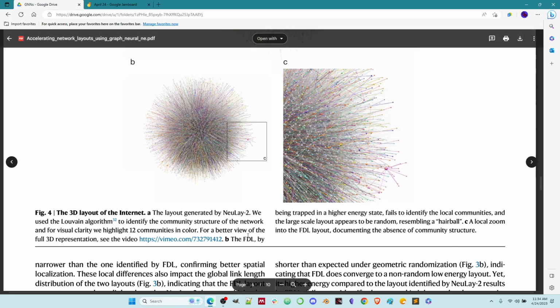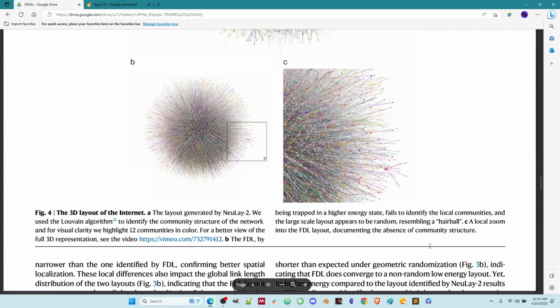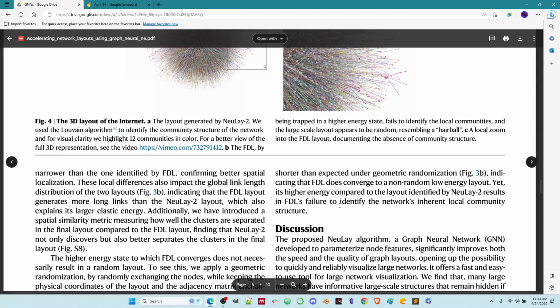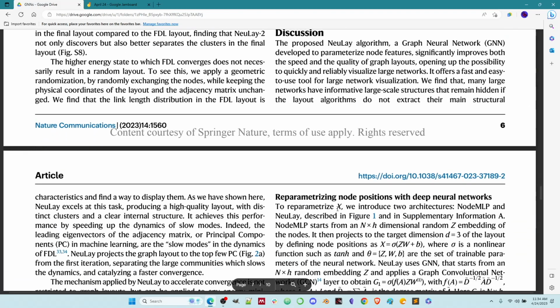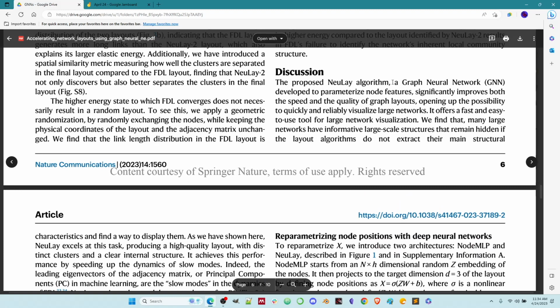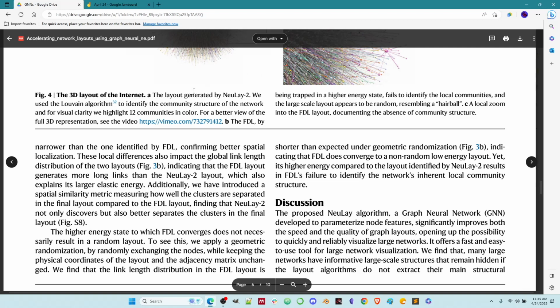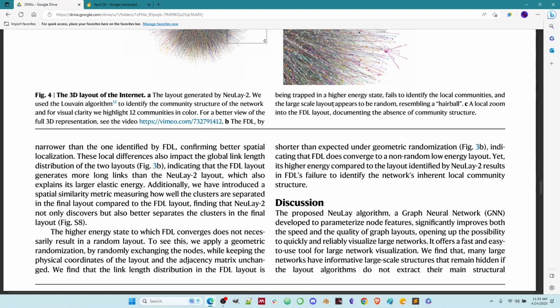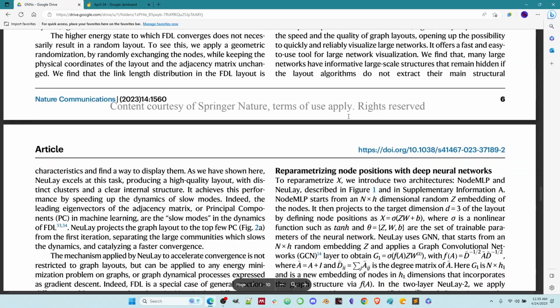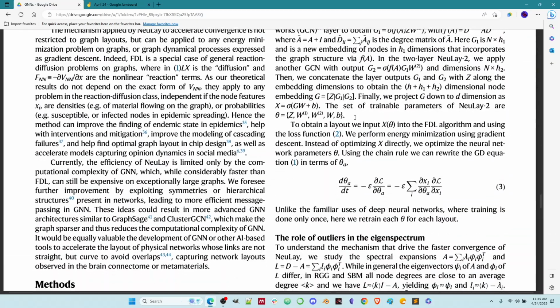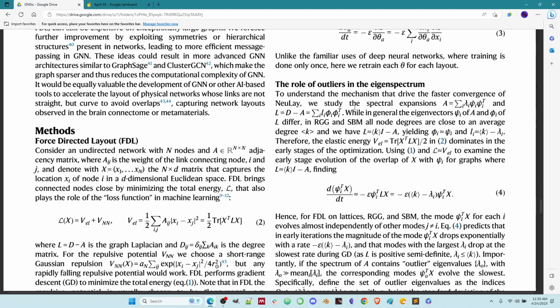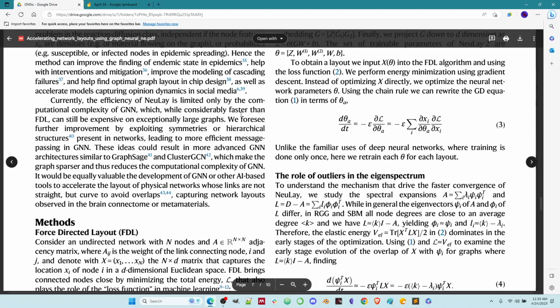Sometimes the FDL fails to identify local communities. They actually have a video on Vimeo that shows the full 3D representation of this. So the 2D representation probably isn't enough to really see what's going on here. And so the proposed Newlay algorithm, which is what they've developed, they show that it's superior to this FDL, which is the old approach, the force-directed layout. And they show that it's superior to that.